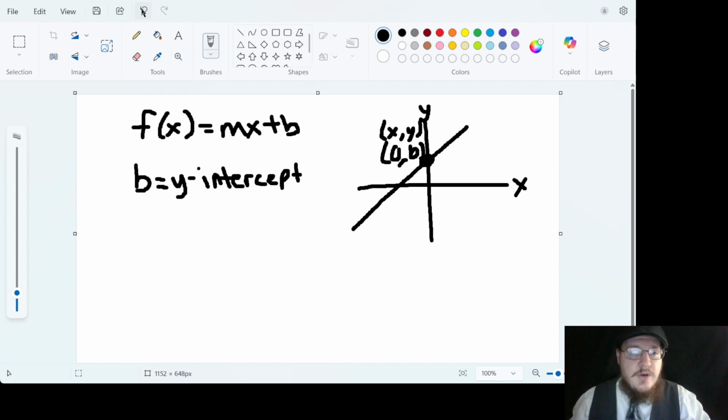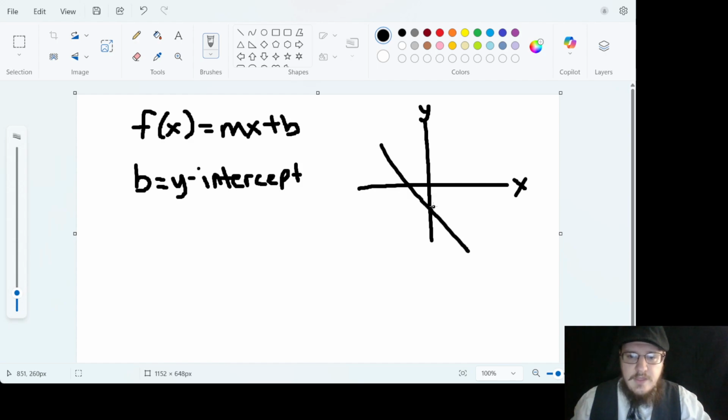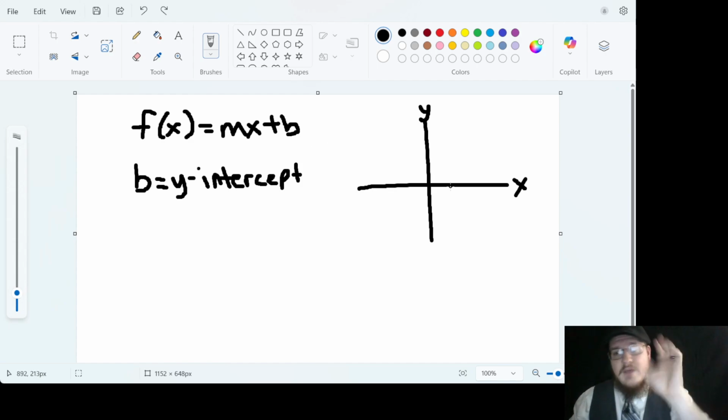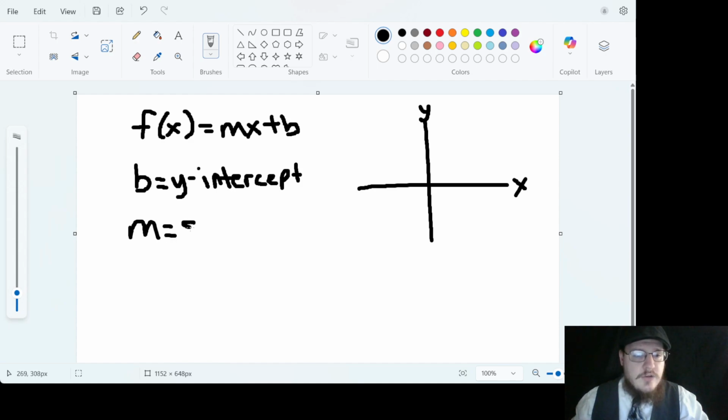Okay? So let's say we have this graph right here. This right here is our y-intercept for this one. Let's say we go all the way up here. That's our y-intercept. Whatever point, whatever y value for the graph crossing through the y-axis, that is our value for our y-intercept. That's our b here. Now, our m here, like I said, it's another constant. Our m is our slope.